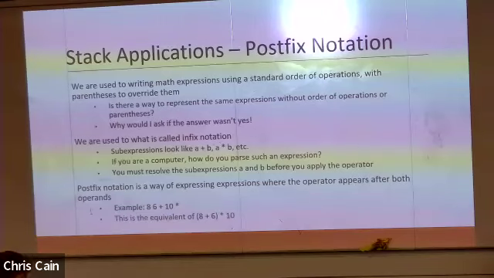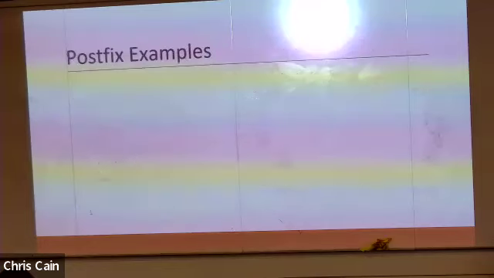So that is the equivalent of an expression that looks like the quantity 8 plus 6 times 10. And now we need those parentheses in there because they override the standard order of operations without parentheses. So we made an equivalent expression in postfix that didn't require those parentheses. Let's do some more examples.